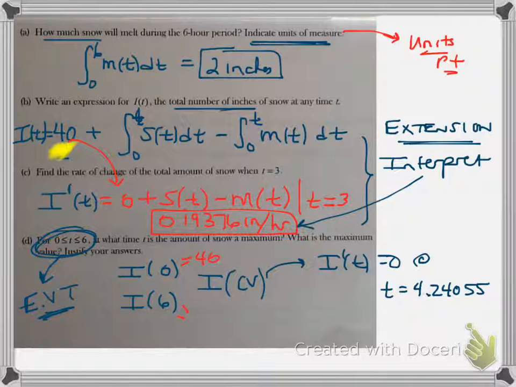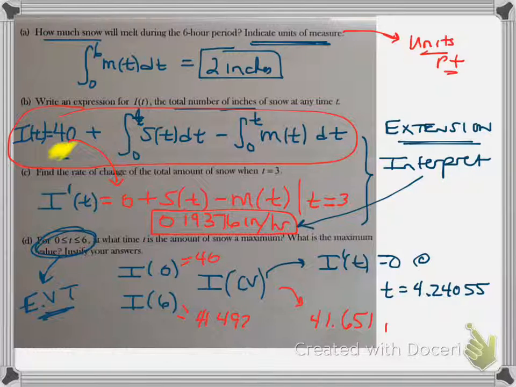At 6, we get up to 41.492, and this is me just using part B here. And then at the critical value, it actually winds up that that's where we have our maximum of 41.651 inches. And so we have to look for these opportunities to extend the concept, and if you can do that for your students, I think that that's going to be super helpful.